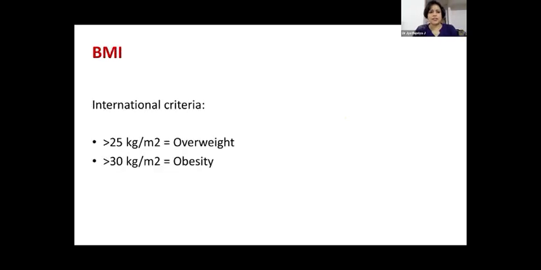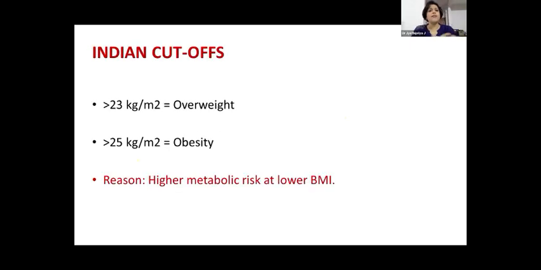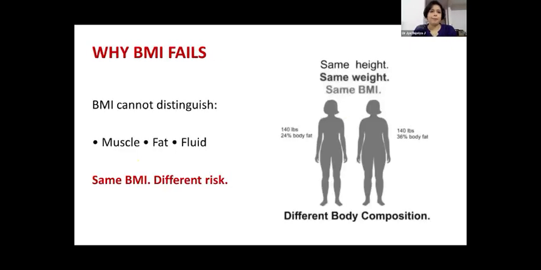So if you take body mass index, the international criteria is more than 25 kilogram per meter square means overweight, and more than 30 kilogram per meter square means obesity. And Indians, they have a lower cutoff because there is a higher metabolic risk even at lower BMI. But is BMI the standard one for assessing obesity? See, same height, same weight, same BMI, still risk will be different.